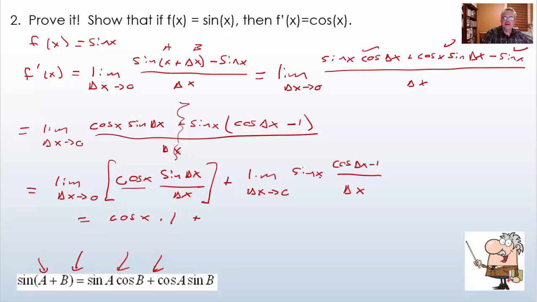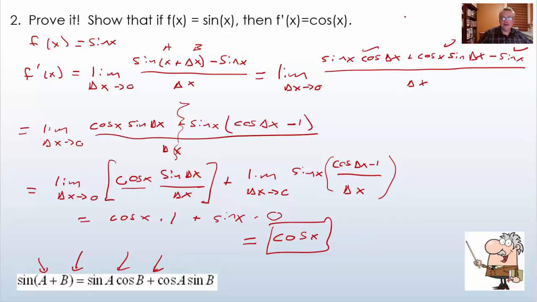Plus, the limit as delta x goes to 0 of sine of x. That's all cool. This was another special limit we talked about. It wasn't on the quiz, but we talked about it with the squeeze theorem. And it approaches 0. So we get that the derivative is equal to cosine of x times 1 plus sine of x times 0, which is, voila, just cosine x. Math is beautiful. So we get that the derivative of sine of x is cosine of x.